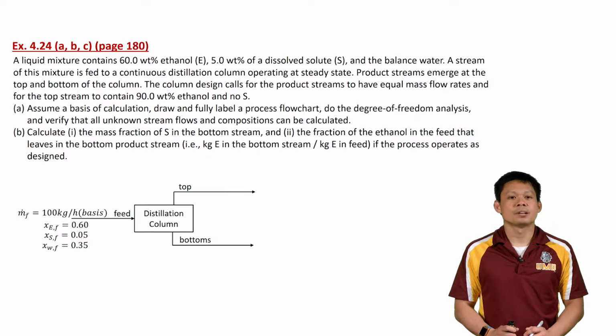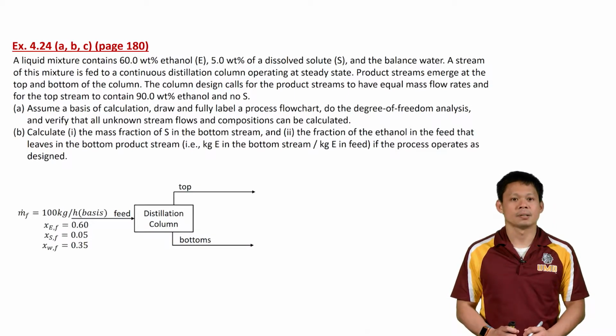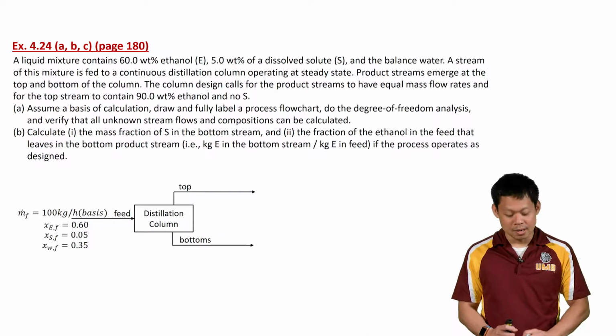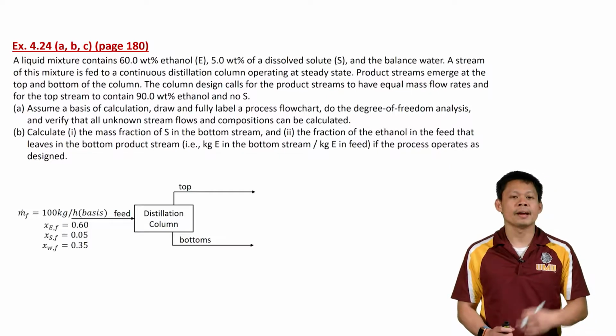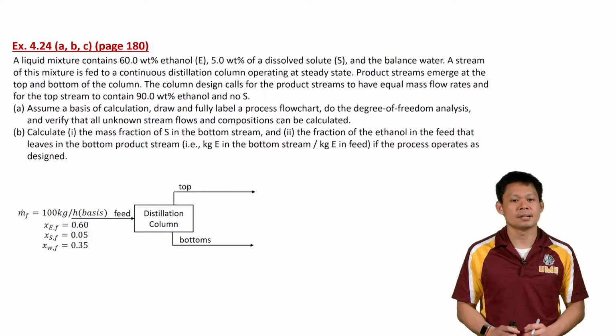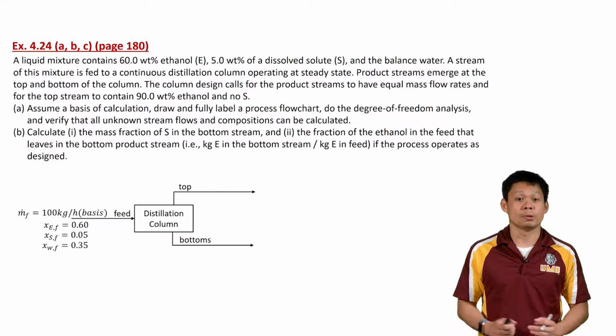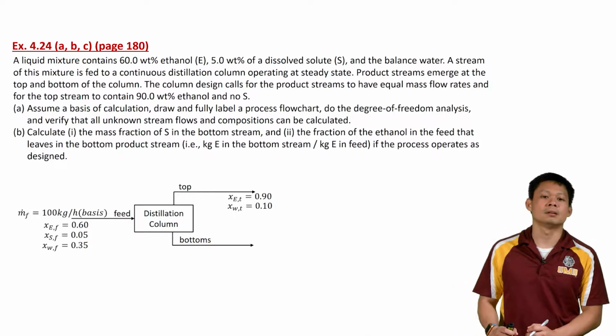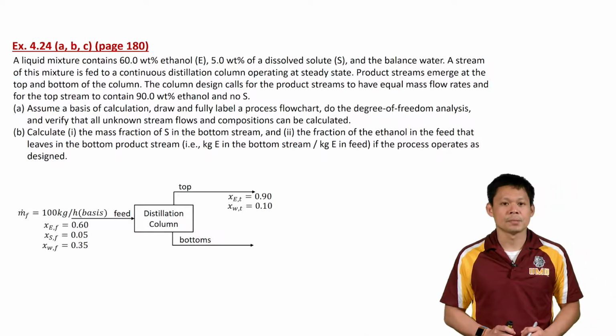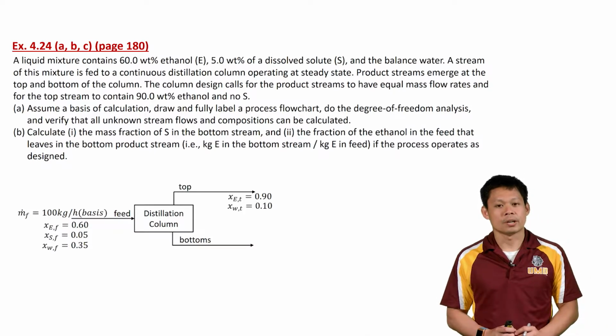After that, we know that the product streams emerge at the top and the bottom. The column design calls for the product streams to have equal mass flow rates. So the mass of the top stream should equal the mass of the bottom stream. And the top stream needs to contain 90% ethanol, no solute, which means the remaining 10% has to be water. So we are given the composition of the top stream as 90% ethanol and 10% water. That's all we are given in this question.